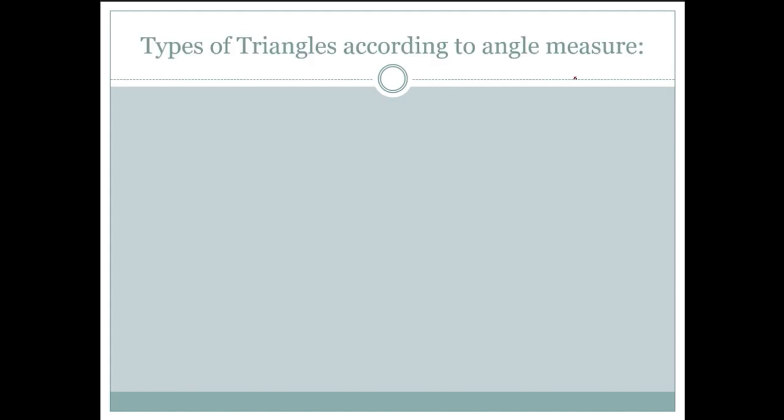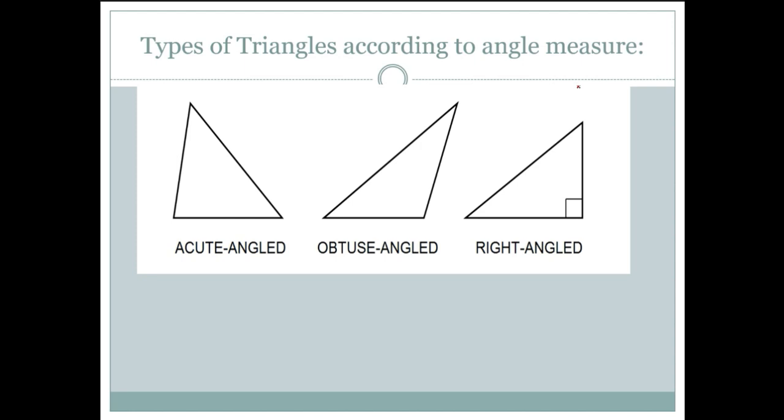So types of triangles according to angle measure. Earlier was side measure. When we talk about side measure, we have scalene, isosceles, and equilateral. But if we talk about angle measure, we have acute angled, obtuse angled, and right angled. From the name itself, if you have learned this before, acute means greater than 0. So the measure is between 1 degree to 89 degrees. Obtuse is more than 90, so it should be 91 degrees and less than 180, so 179 degrees. And then a right angle is exactly 90 degrees.